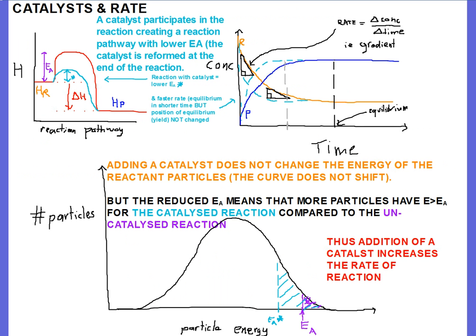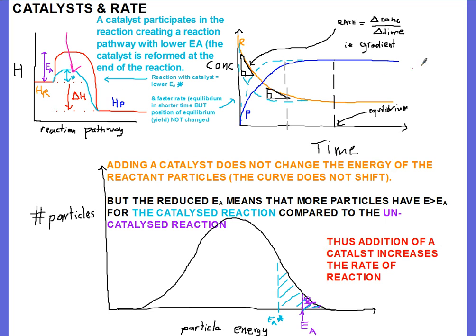And lastly, looking here, this is catalyst and rate. Now, a catalyst, as we know, participates in the reaction, creating a reaction pathway with lower activation energy, and the catalyst is reformed at the end of the reaction. It's not consumed. And this little enthalpy diagram here shows you that little blue pathway. It's another pathway of the reaction with a lower activation energy.